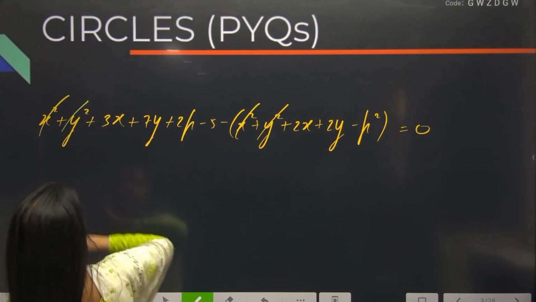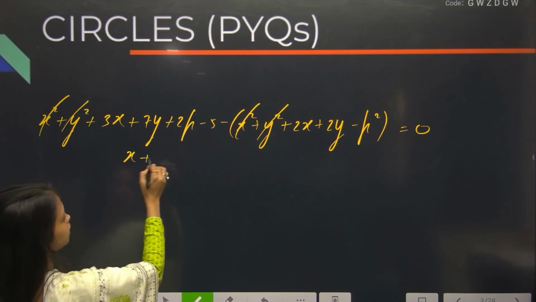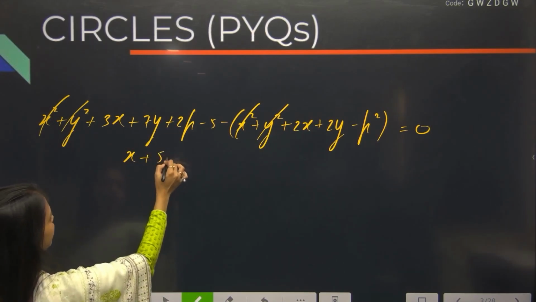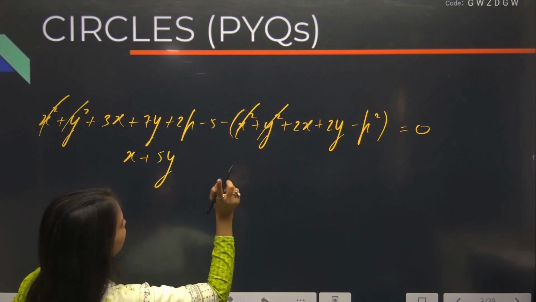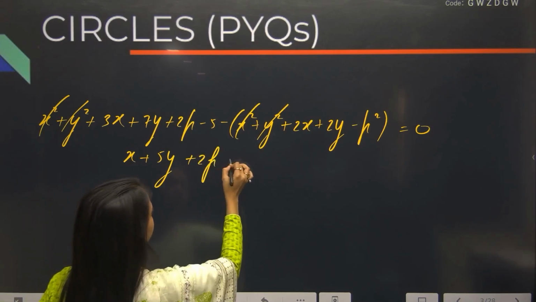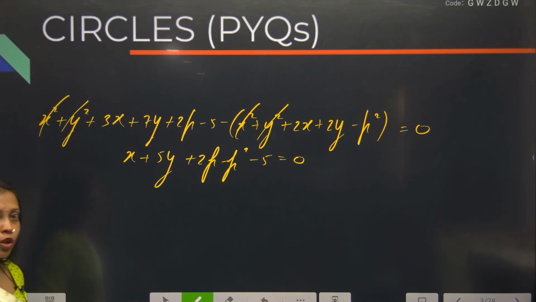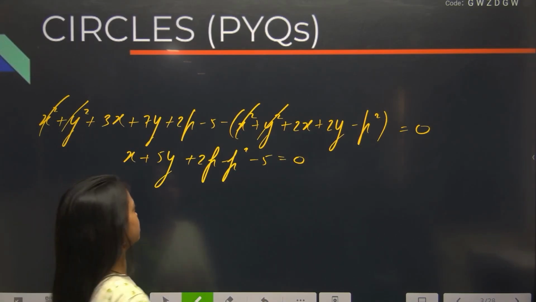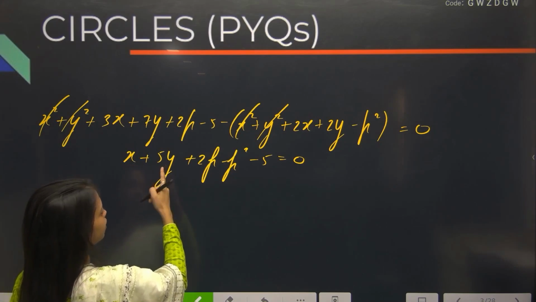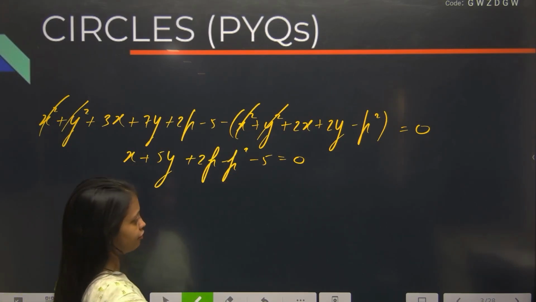Cancel, 3x, 7 minus 2, 5y, 2p. So that is 2p minus p square, and there is minus 5 equals 0. The point 1 comma 1 must satisfy this. So that means it should be 1 plus 5, 6, 6 minus 5, 1.